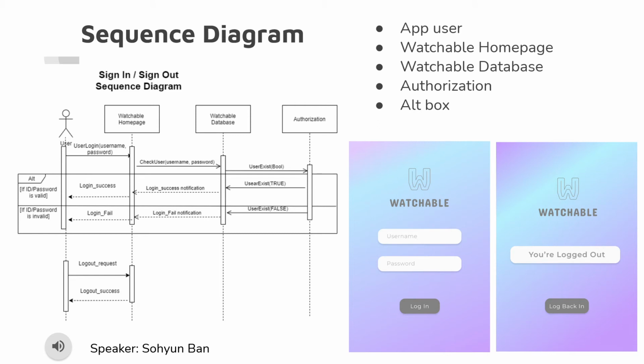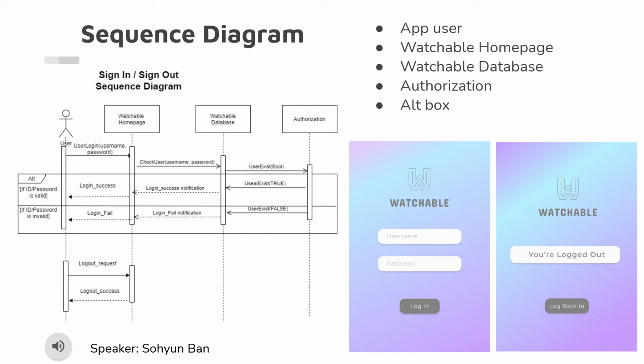This is one of the sequence diagrams for the project, which shows the process when the user logs in and logs out. The Watchable homepage, database, and authorization will be interacted with by the Watchable app user. When the user tries to log in with username and password on the homepage, it sends a check user message to the Watchable database with the information. Then, the database sends the Boolean method user exists to the authorization.